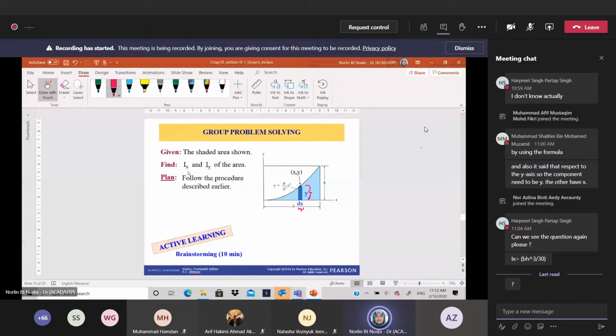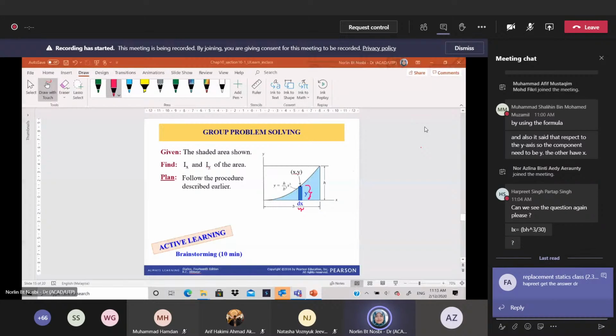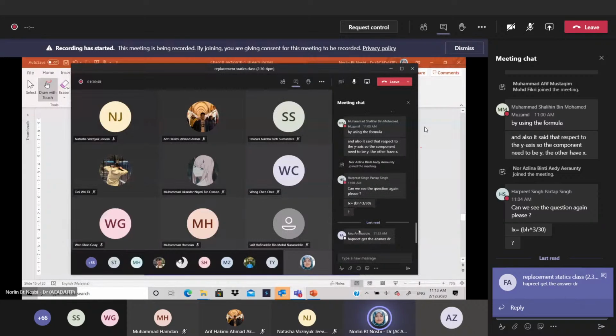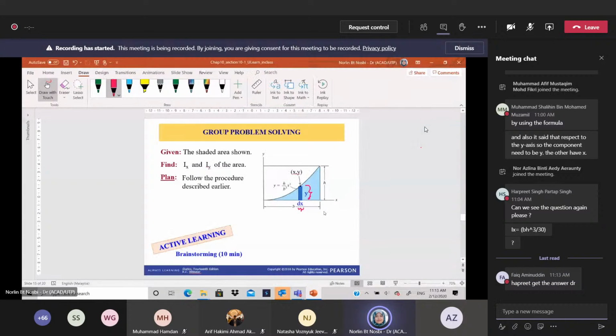You just have to use the formula and then do the integration. No one? Yeah, the answer is correct, Harpreet. Ix is equal to 1 over 30 bh to the power of 3. And then how about Iy? You just use the formula and then you do the integration, you will get the answer, because the strip was given already.